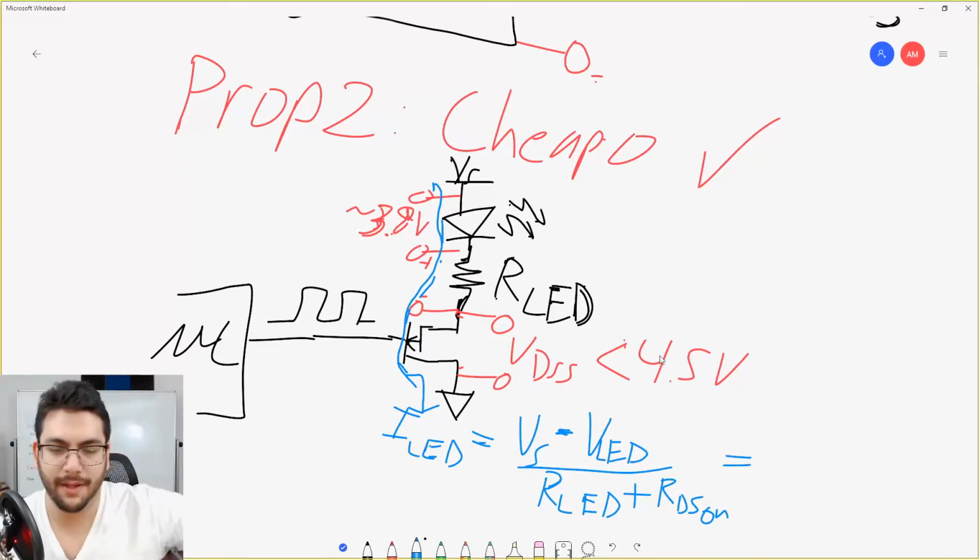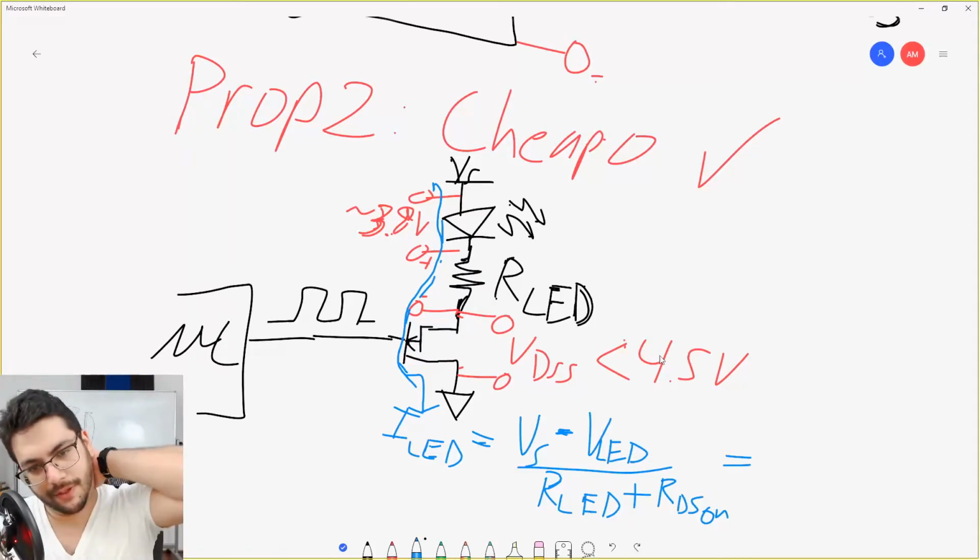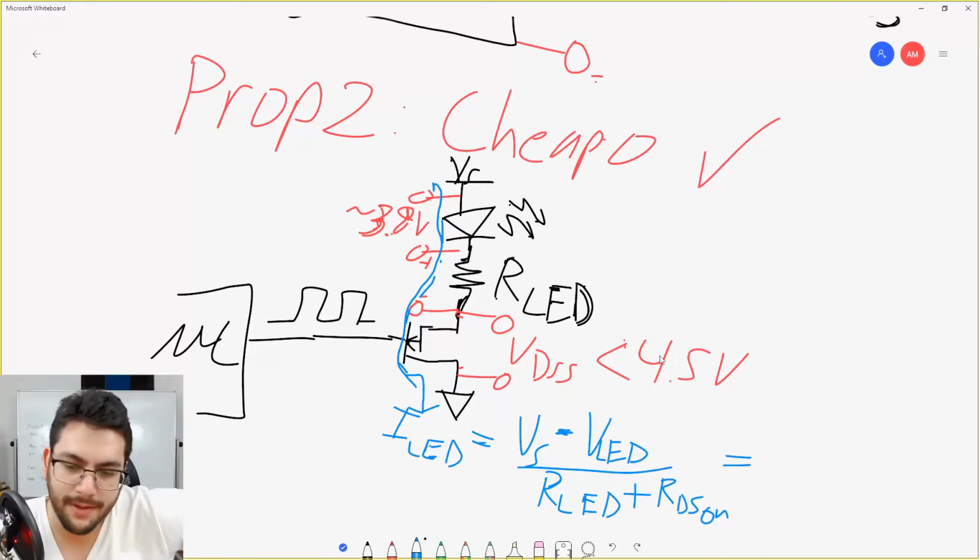Gonna squeeze that L in. So if our VS, do I want to go regulated or not? If I use that dual tool, well, actually, I already know what I want ILED to be. I want it to be 1 amp.